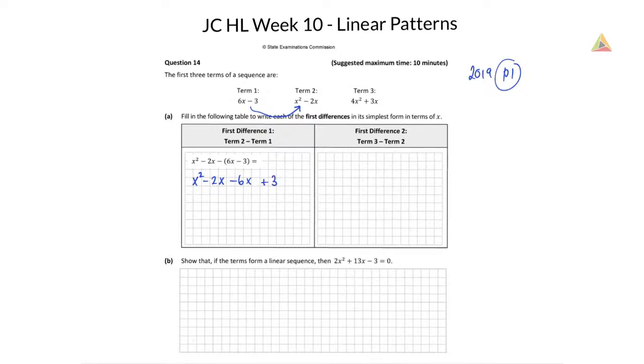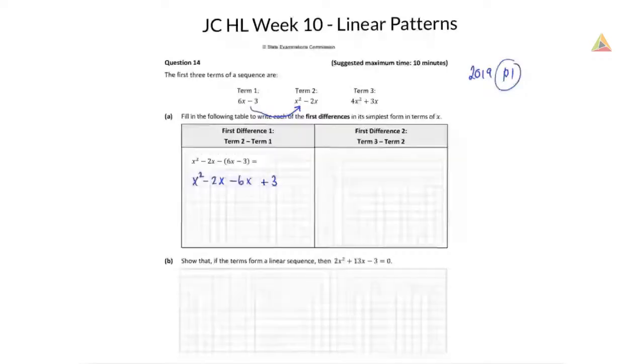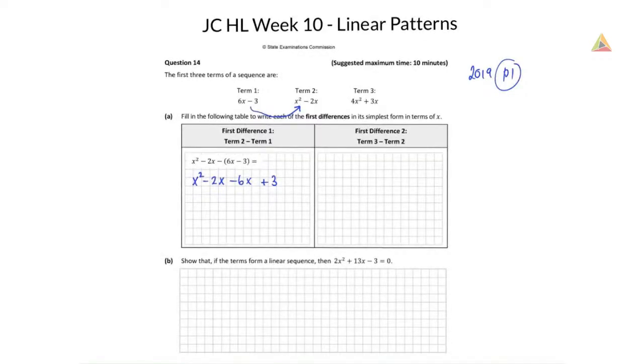So then what we're going to have is we're going to put the x squareds together, the x's together, and the numbers together. So for that, we're going to bring down x squared here because we know they're x squared terms. Minus 2x minus 6x is minus 8x.